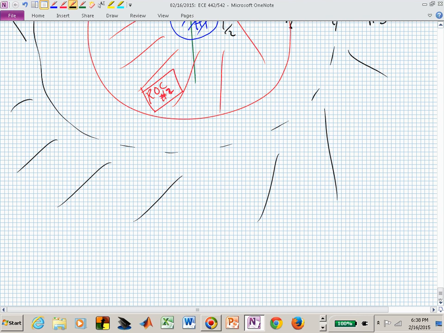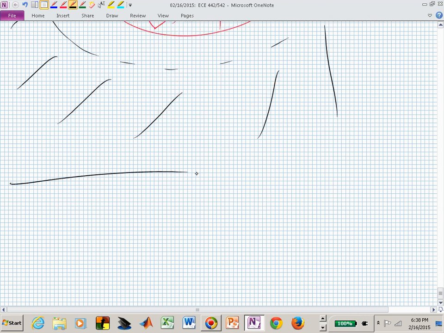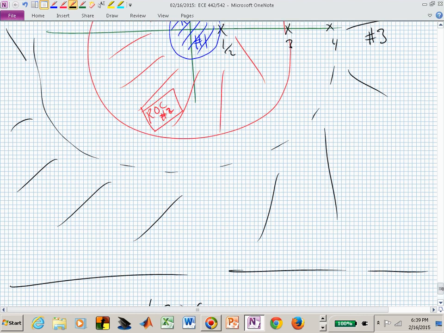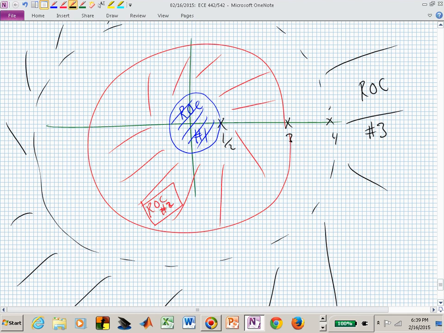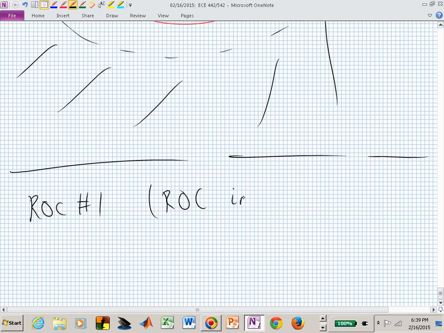All right, let's look at this. Region of convergence number 1. What do we know about region of convergence number 1 relative to the 3 poles, 1/2, 3, and 4? I could say that the region of convergence is interior to all 3 poles, or all 3 poles are exterior to the region of convergence. The region of convergence is interior to all the poles.